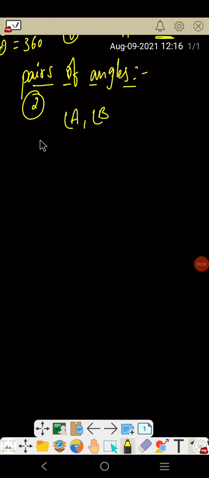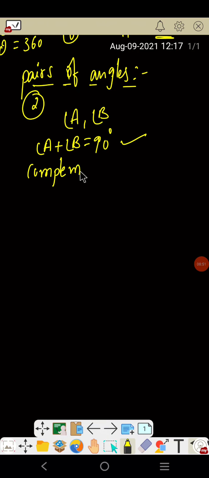If the sum of these two angles, that is angle A plus angle B, is equal to 90 degrees, that is, the sum of any two angles is equal to 90 degrees, then the two angles are called complementary angles.